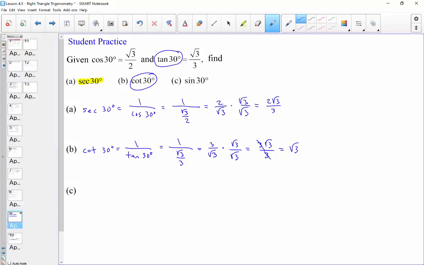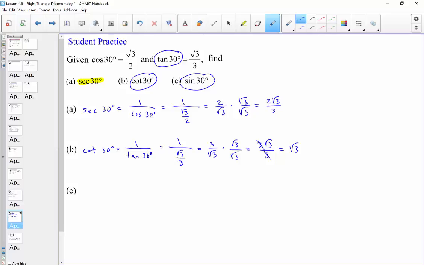Last, we're asked to find the sine of 30 degrees. Here, it's a little bit more challenging to relate the information that we're given. But if you recall, the tangent equals sine over cosine. And we're also given what the cosine is, so maybe something might cancel out.